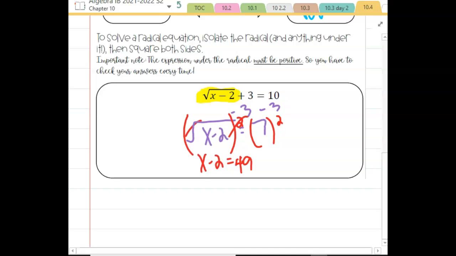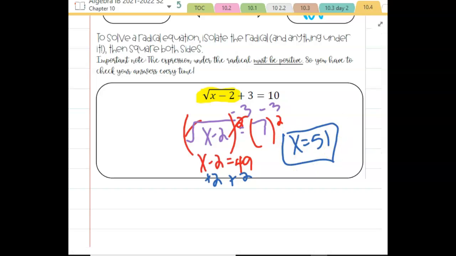Now this is just a one-step equation. So to solve this, we would add 2, and we get x equals 51. Now, like I said, you absolutely 100% of the time have to check your answers, even if it's just in your head. And these are pretty easy to do in your head.